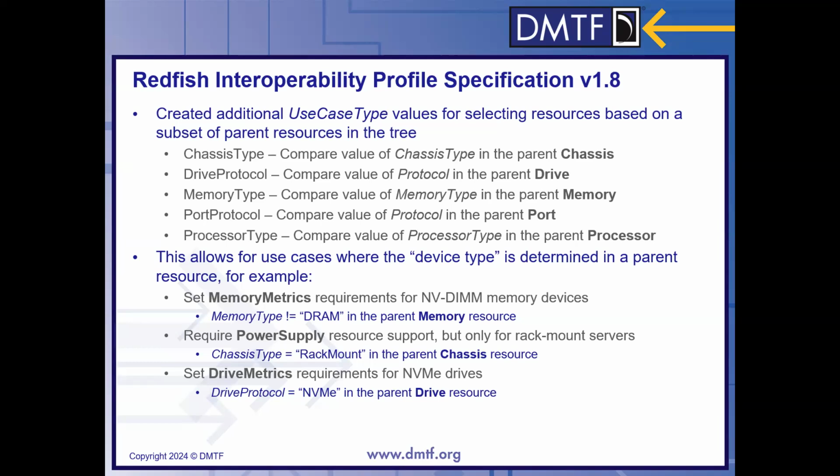What we found, as folks started to utilize that functionality, was that sometimes, especially in the metrics and other subordinate resource types that are underneath some of these major subsystems like drive and memory and port and chassis, you want to be able to do that same selection to say things like, well, if this is an SSD, I have a set of requirements. If it's a rotational media, I have a different set of requirements for drive metrics. But in order to make that selection, you need to know what type of device it is, and that is not specified in the drive metrics, but it's in the parent resource.